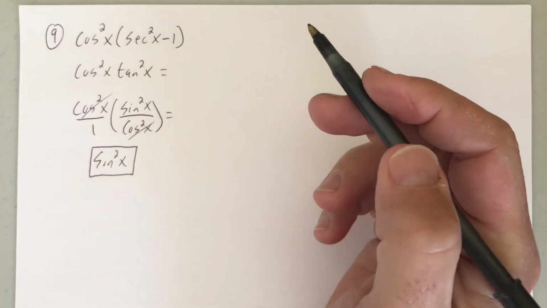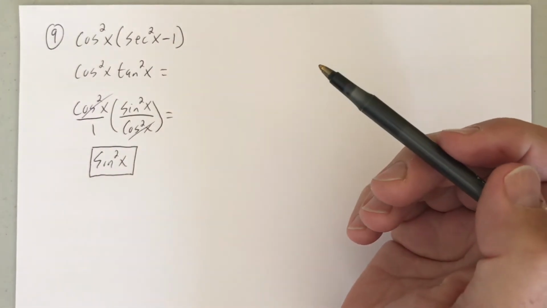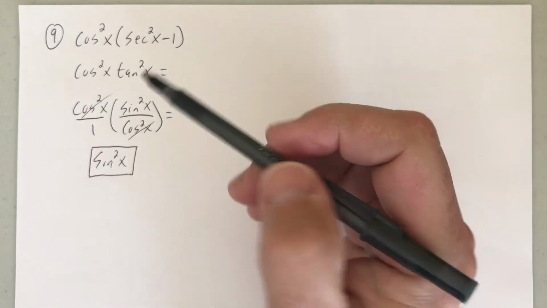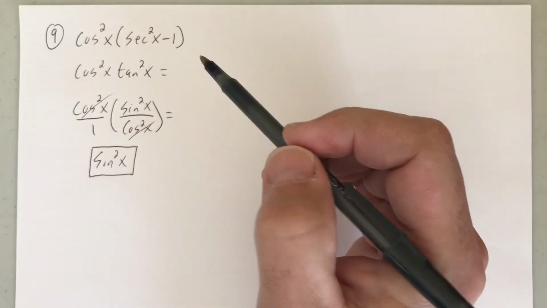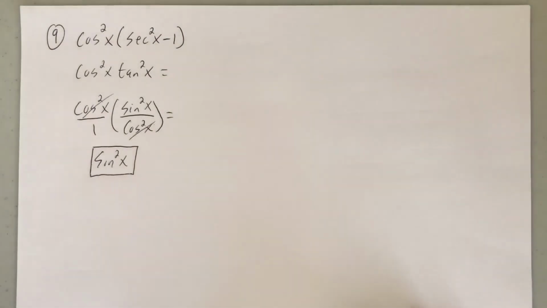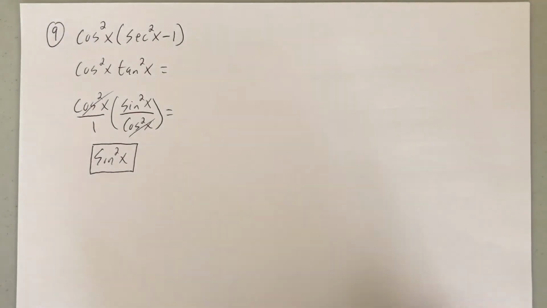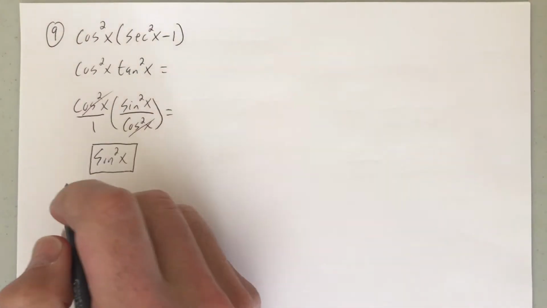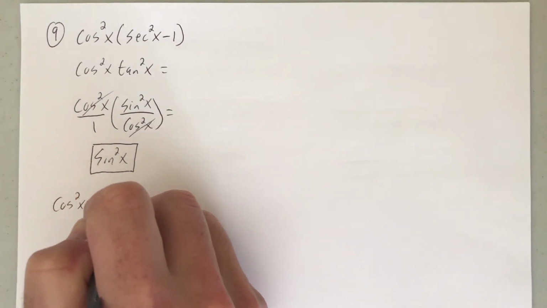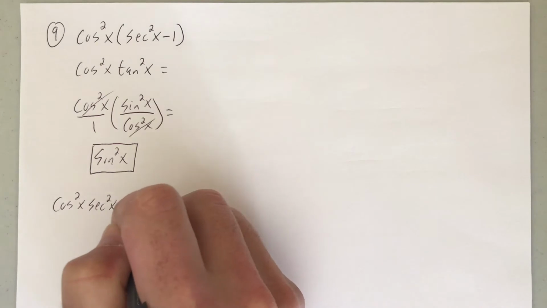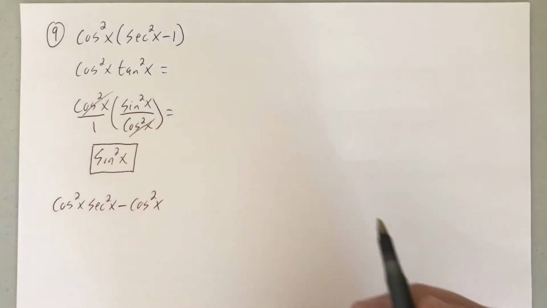Now, there are different ways that you can do these problems and still be correct. Some of you might right off the bat say, hey, I'm going to go ahead and distribute this. So I'm going to take a look at that and show you that you would still get the same answer if you do that. If you distributed this, you would get cosine squared x times secant squared x minus cosine squared x.